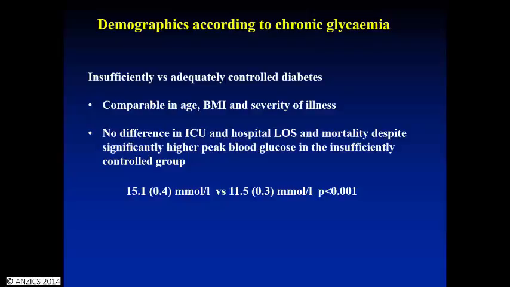And this is despite the insufficiently controlled group having significantly higher peak blood glucose, so 15 versus 11.5, supporting the hypothesis that hyperglycemia does not represent the same insult to all patients.